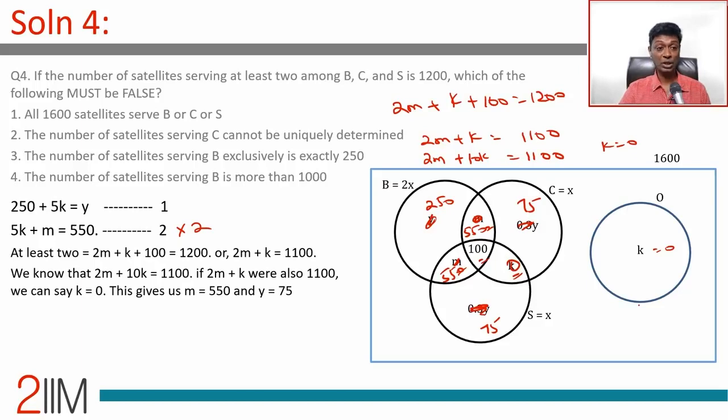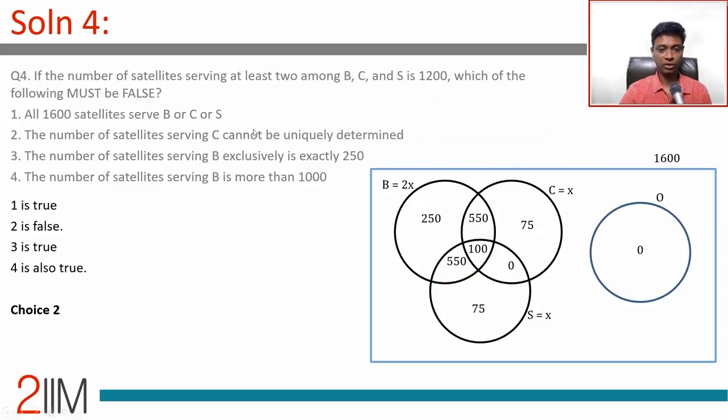So which of the following must be false? All 1600 satellites serve B or C or S. This is true. This is 0. The number of satellites serving C cannot be uniquely determined. It can be uniquely determined because we have everything here. This must be false. The number of satellites serving B exclusively is exactly 250. True. The number of satellites serving B is more than 1000. 550 plus 550, 1100, 1200, 1450. Yeah, this is also true. Must be false is statement 2.